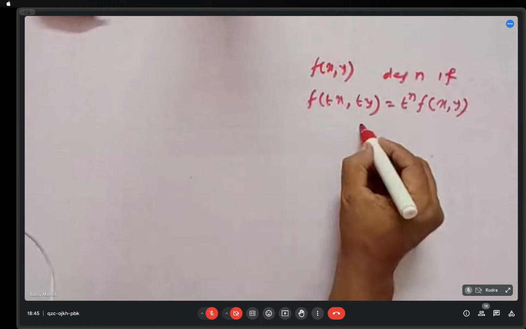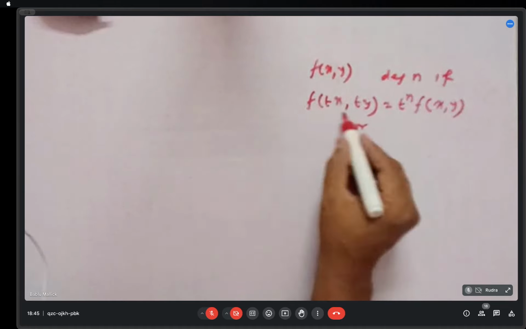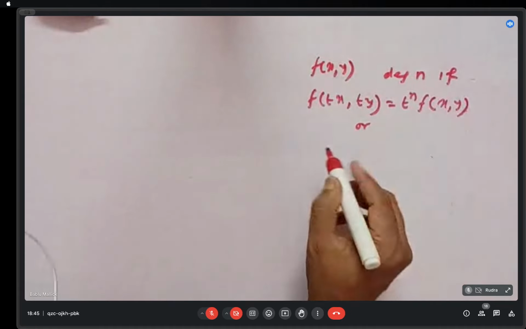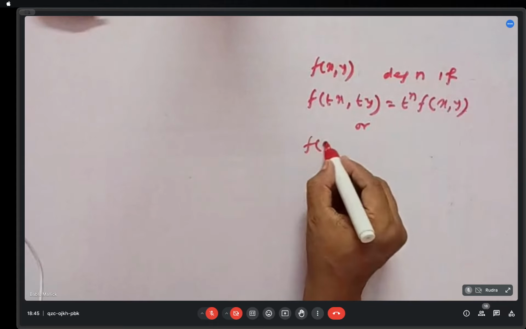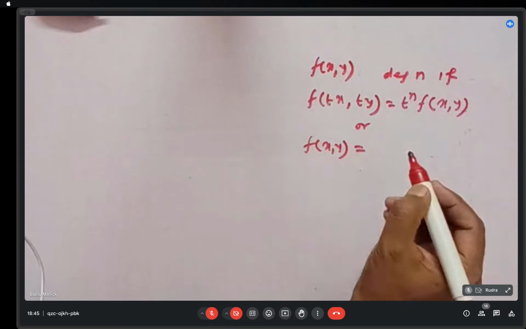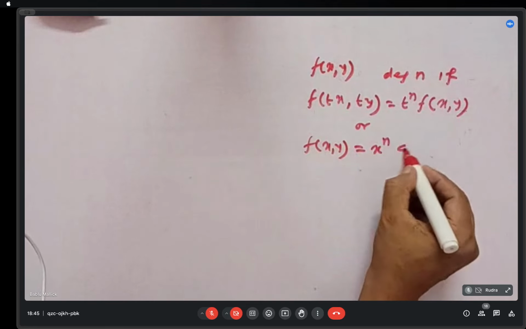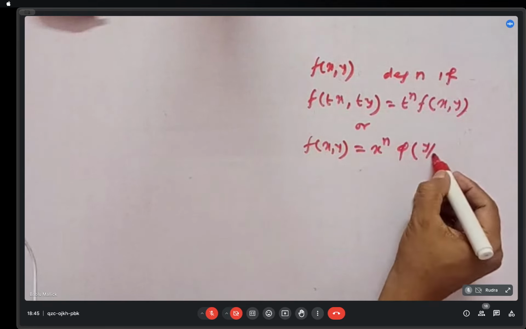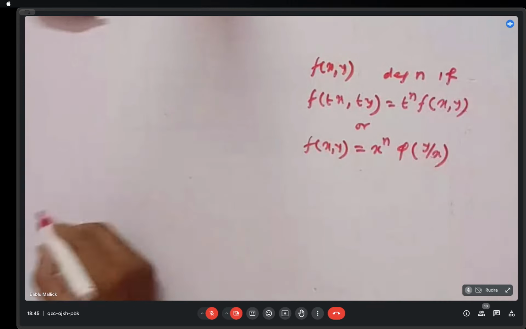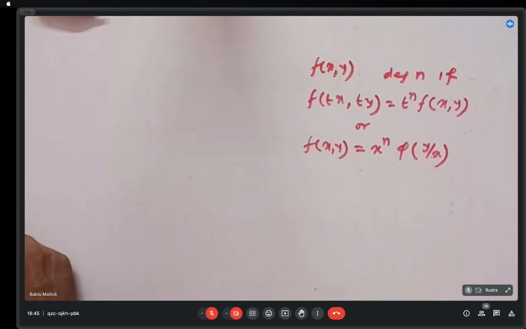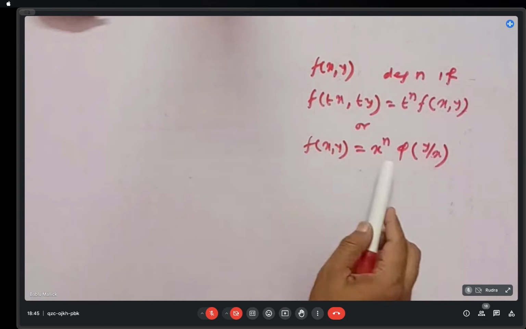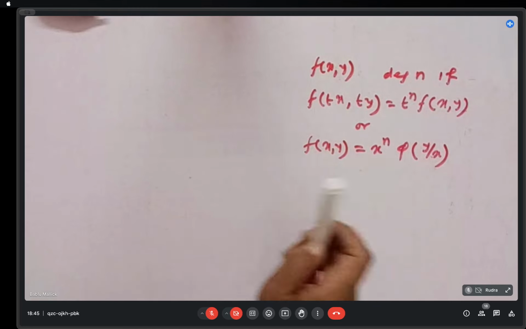Another test is this: if f of x comma y is equal to x to the power n into some function of y by x, then also we can say that it is homogeneous function of degree n.